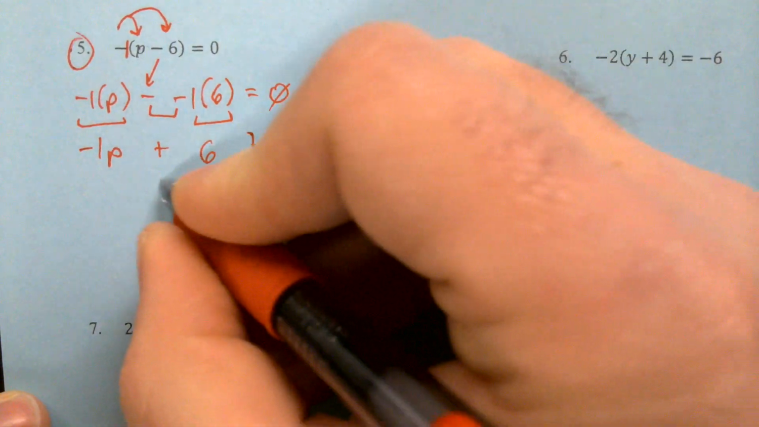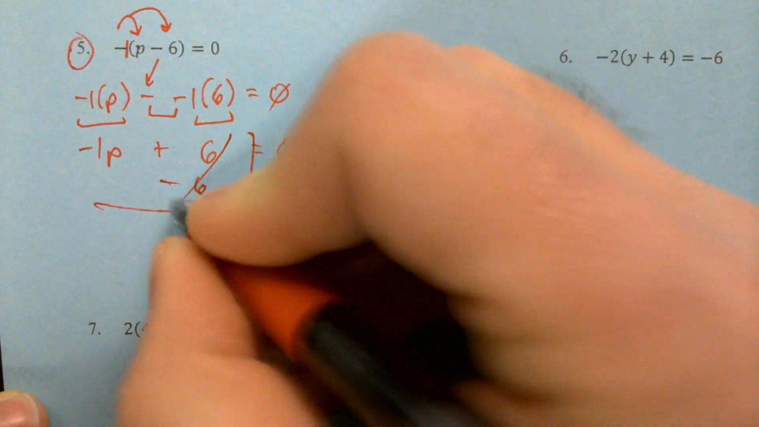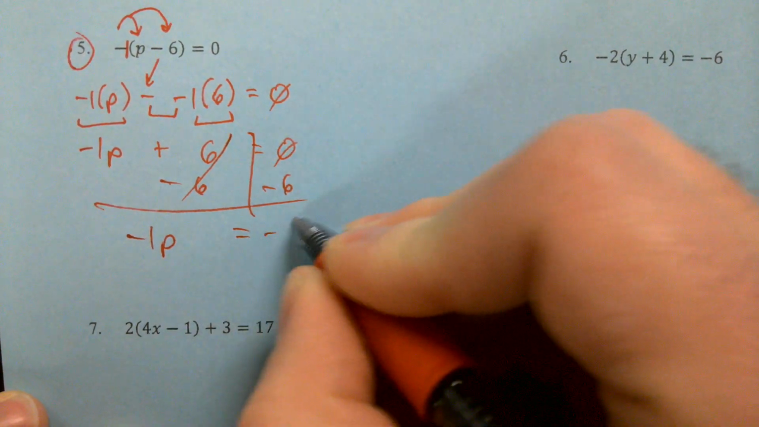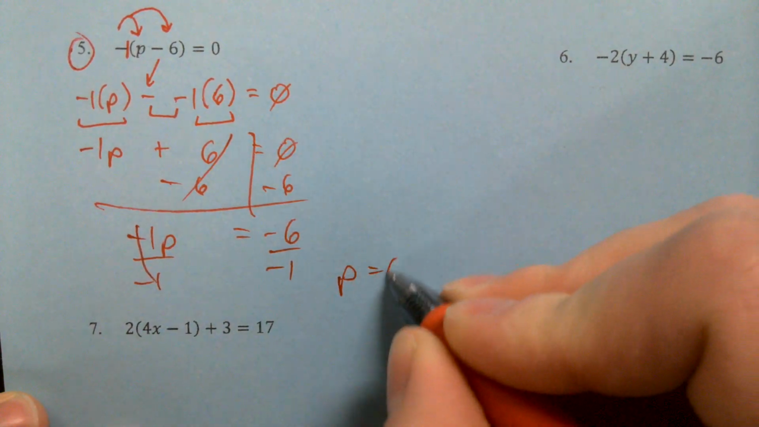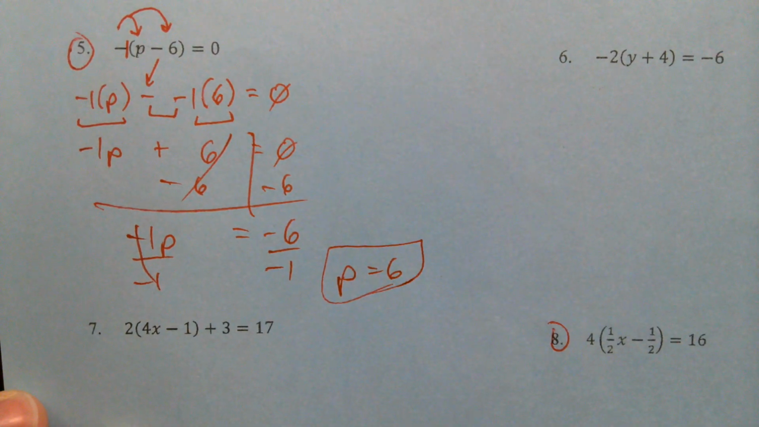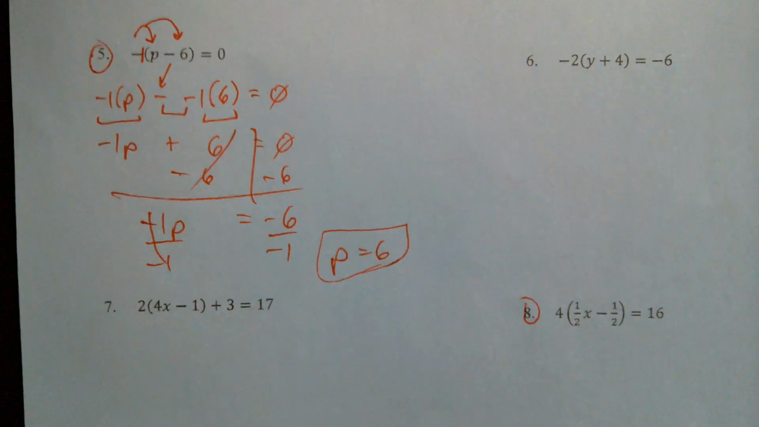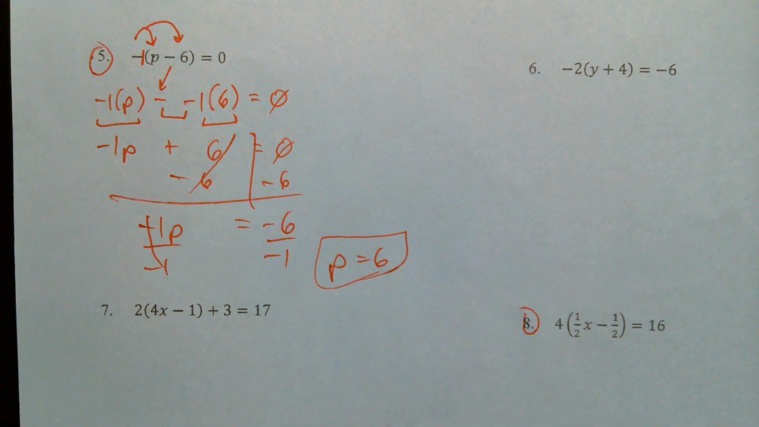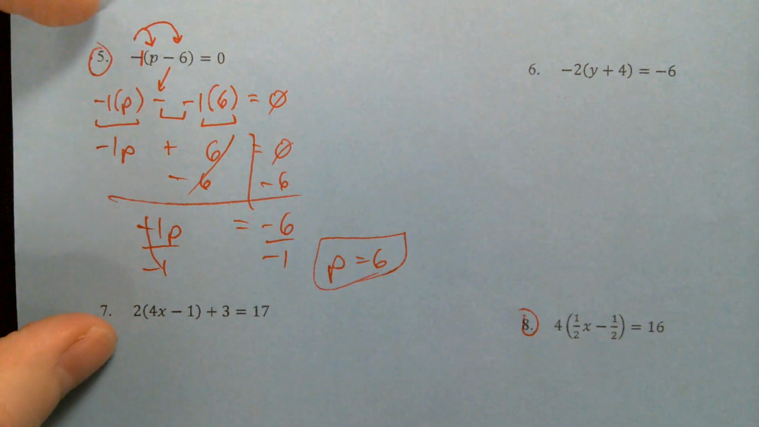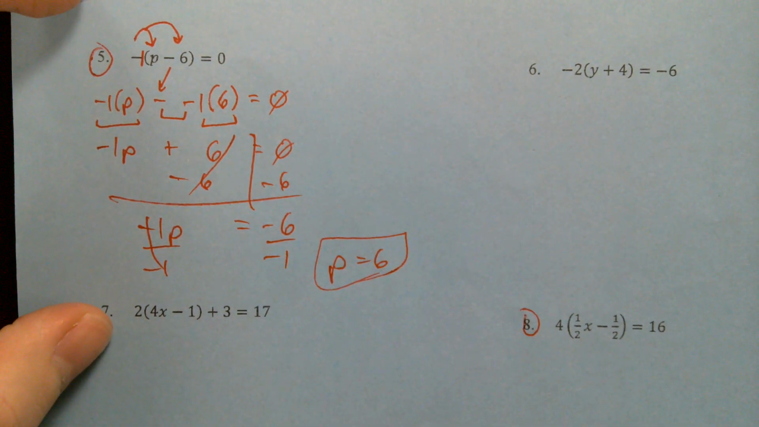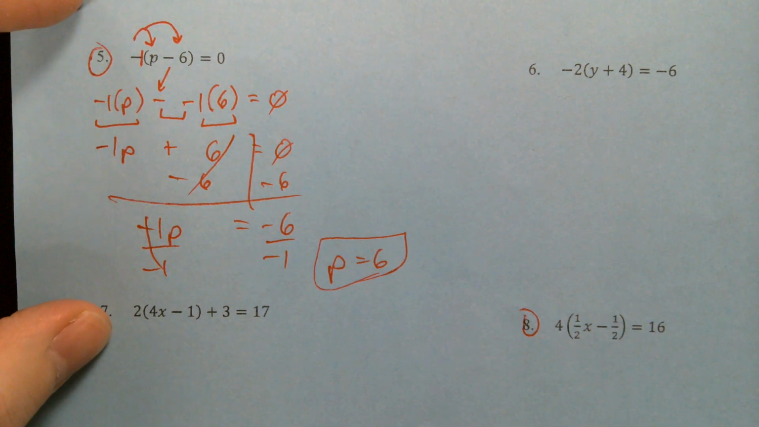Now we're just going to subtract 6 from both sides. We get -1p equals -6. Divide both sides by -1. P is equal to 6. All right. Anybody get p is equal to +6 for number 5? 3 people, 4, 5, 6, 7, 8, 9. Okay, good, 10, perfect.